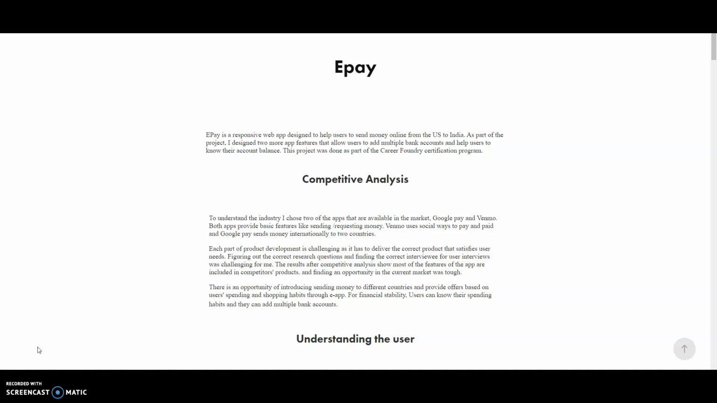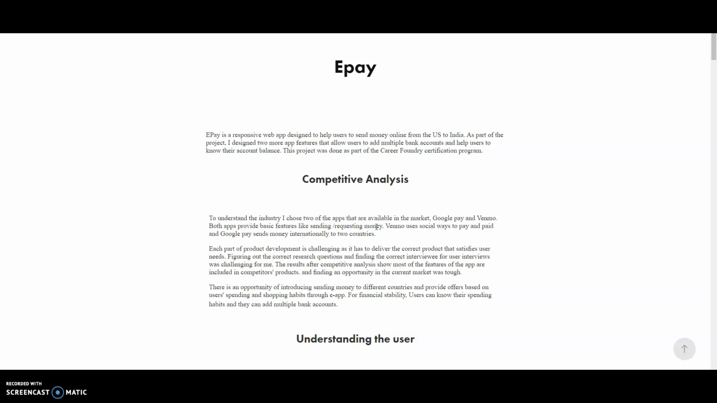So, what is ePay? ePay is a responsive web app designed to help users send money online from the US to India. As part of the project, I designed two more app features that allow users to add multiple bank accounts and help users know their account balance.